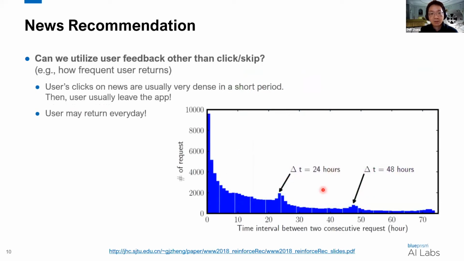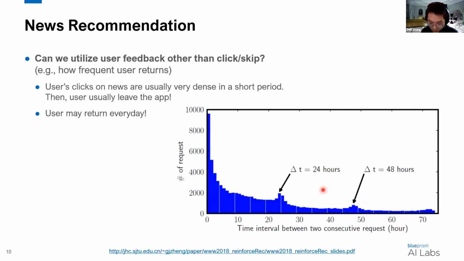So the other issue is that there could be useful signals in addition to simply the click or skip actions from the users. For example, whether the user would return to this news website would also be a very good indication whether the user has been happy with the recommendations or not. The user's clicks on news are usually very dense in a short period. And then some users would return back, for example, after 1 day or 2 days. But some users would just leave the site permanently.